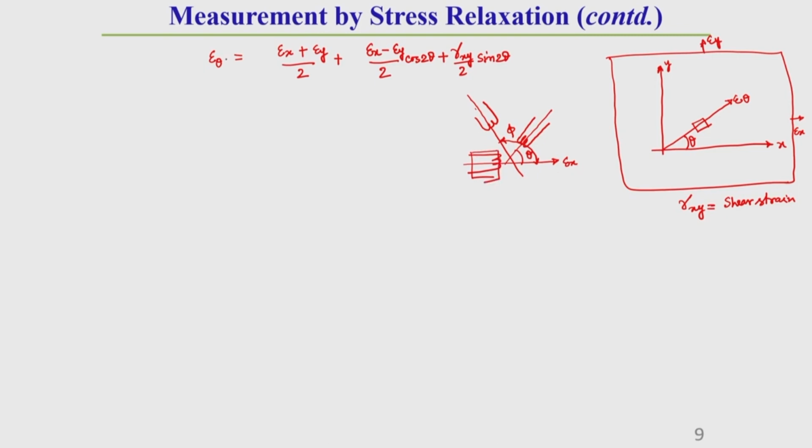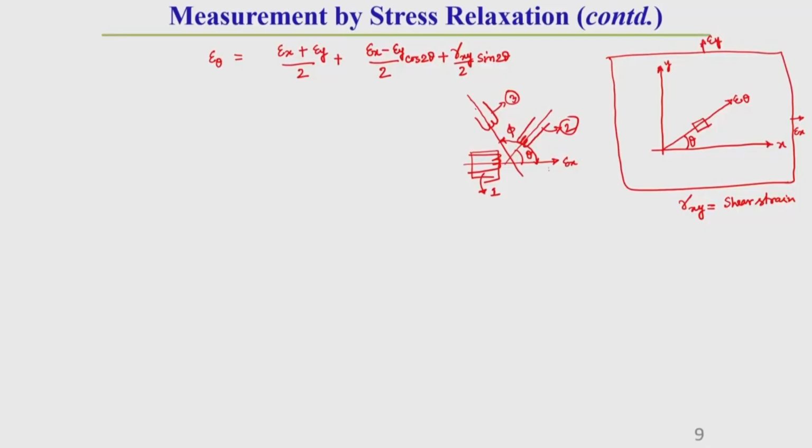This is strain gauge 1, this is strain gauge 2, and this is strain gauge 3. Here in this epsilon theta there are also 3 unknowns: epsilon x, epsilon y and gamma xy. Strain gauges are generally used in a 2D plane, which is why we are considering the 2D case, that means epsilon x and epsilon y only. You should keep this in mind. Epsilon z we are not considering, because strain gauges generally measure strain in a 2D plane.